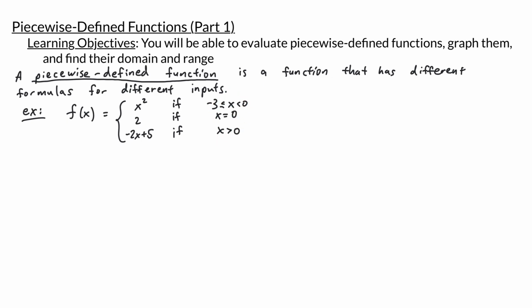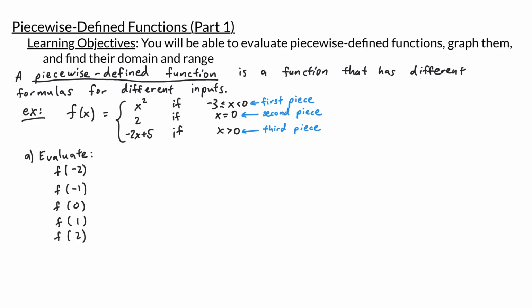The pieces of a piecewise-defined function are these different groupings of x values. We would say that the first piece of this piecewise-defined function are these inputs that are between -3 and 0. The second piece is when the input is equal to 0. And the third piece are the inputs greater than 0. So now that our function is defined, let's get some practice evaluating outputs.